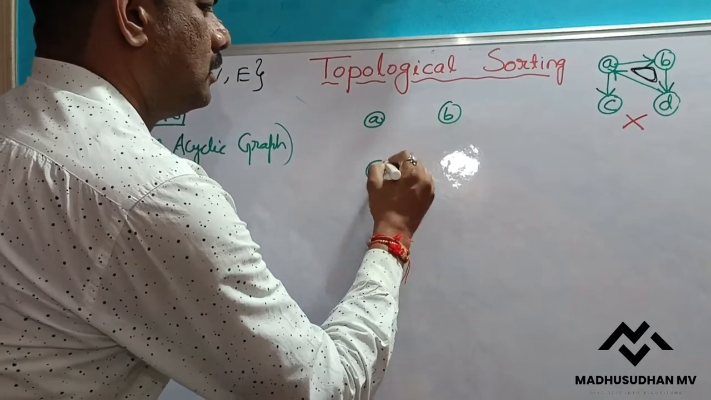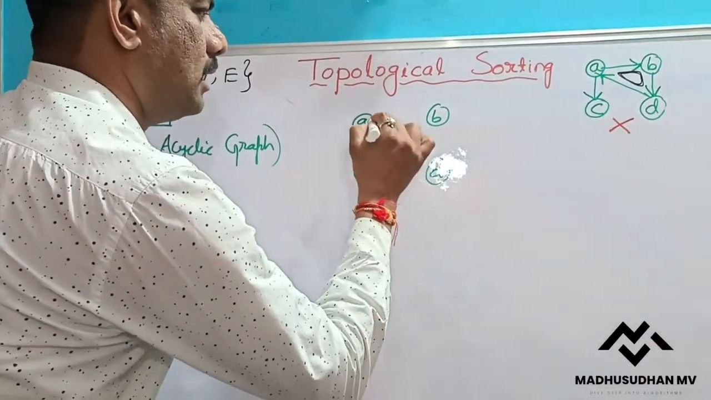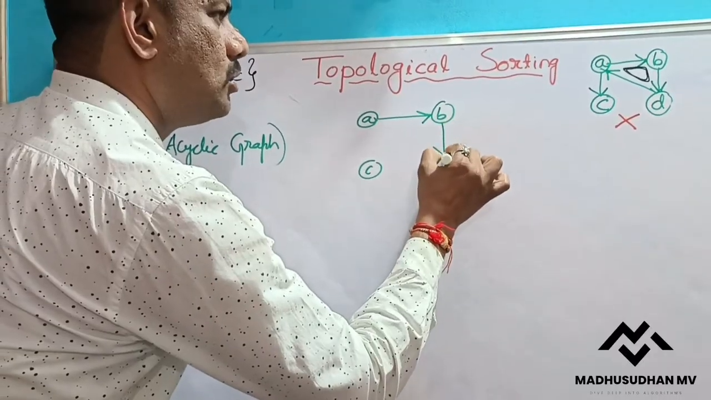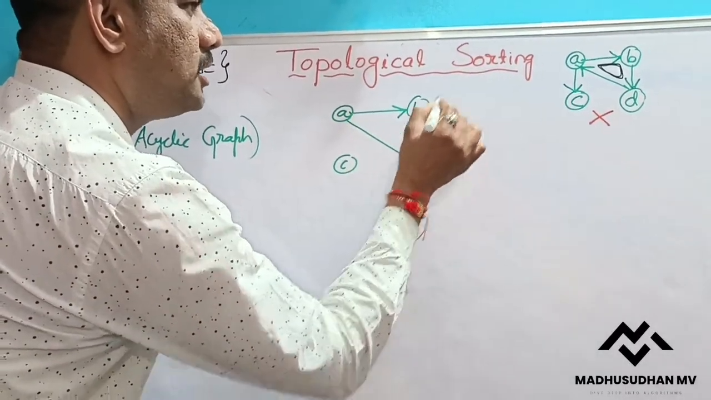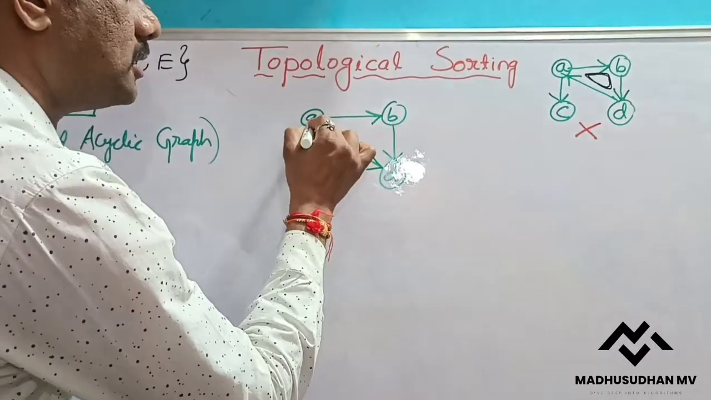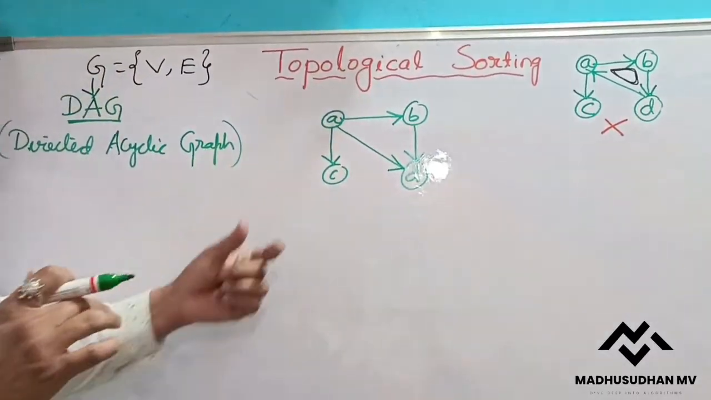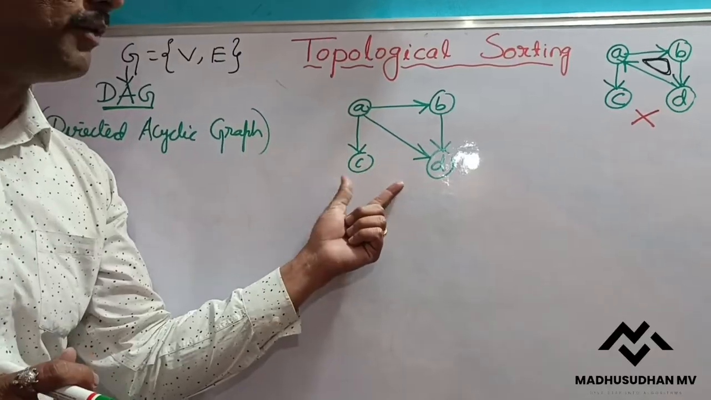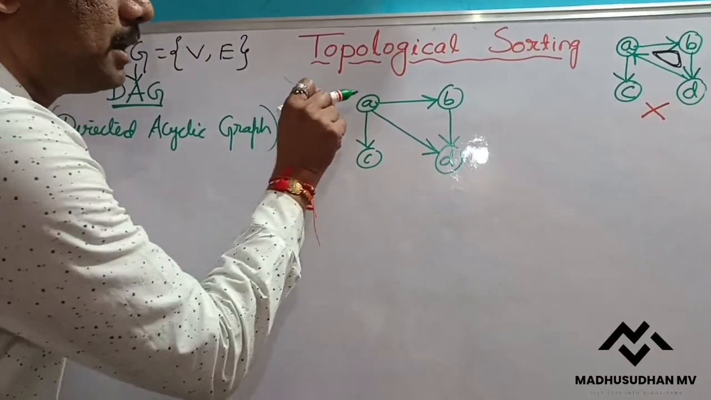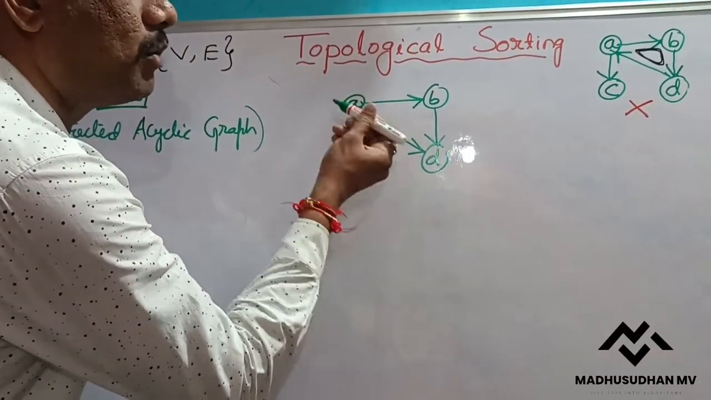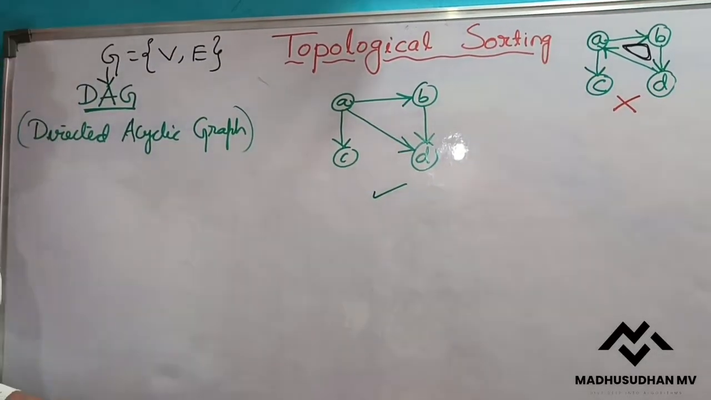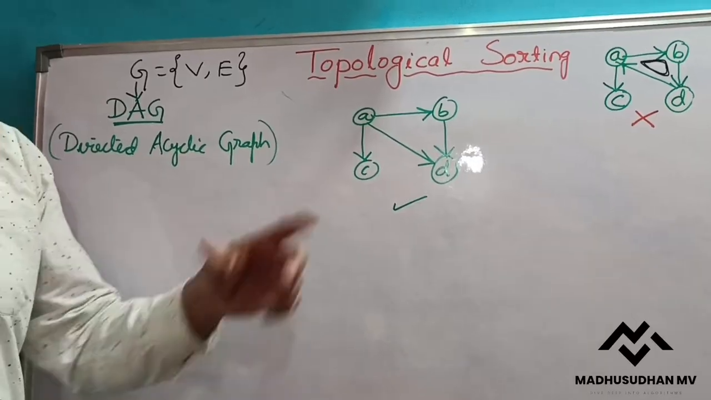Since this contains a cycle, now I will make this one direction. Let us take this also in this direction. Now we'll change this to this direction. Now this is again a graph. All the edges have direction, so it is a directed graph, but there is no cycle here. I'm coming here and here, but I'm not going back there. There is no closed path. For this kind of graph only we can apply topological sorting.